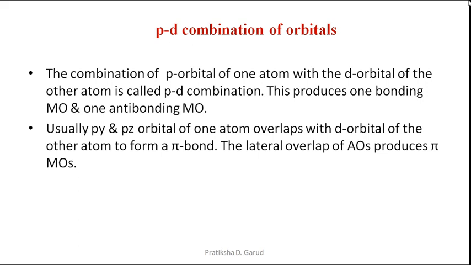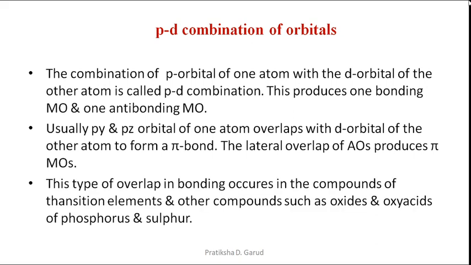Generally, in case of the pd combination, the py and pz orbitals of one atom overlap with the d orbital of the other atom, which results in the formation of the pi bond. The lateral overlap of atomic orbitals produces the pi bond. This type of combination, that means pd combination, occurs in bonding of the compounds of transition elements and compounds such as oxides and oxyacids of phosphorus and sulfur.